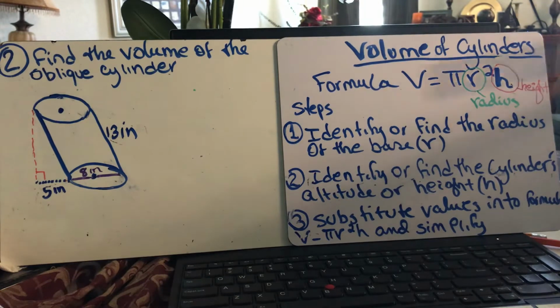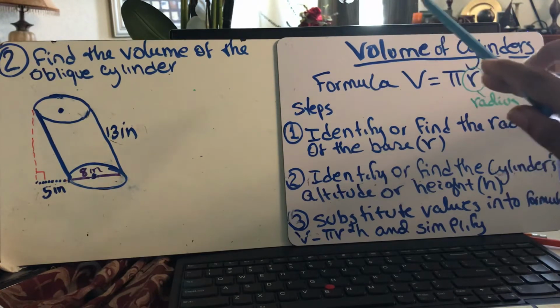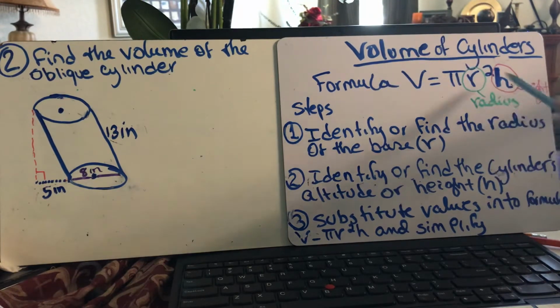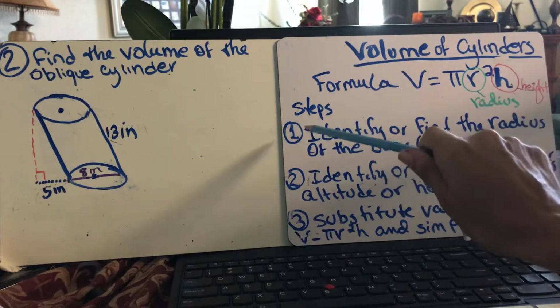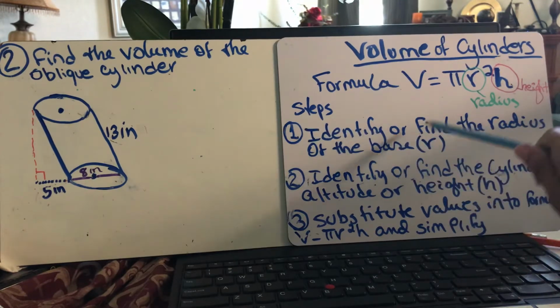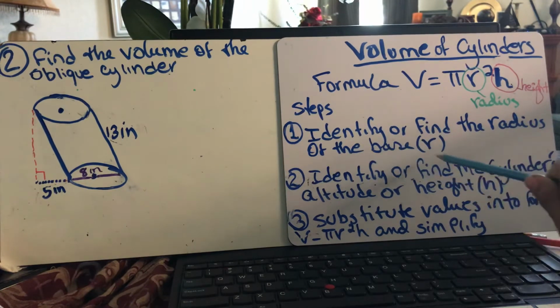So let's just follow the steps here. The volume formula is the same as earlier: V equals pi r squared times h, where r is the radius and h is the actual height. Step 1 says identify or find the radius of the base, r. And r is just the radius. So we're going to identify this radius.